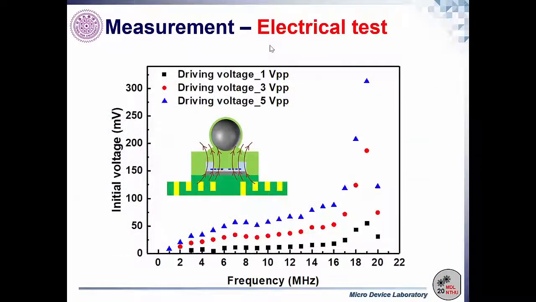So let's take a look at the electrical test first. The x-axis is the driving frequency, while the y-axis is the induced voltage of the device. This result indicates the sensing signal may vary with the driving voltage and frequency. To avoid the variation of the sensing signal induced by the fluctuation of the driving frequency, a relatively flat frequency response region, 9 MHz, is selected for the following test.